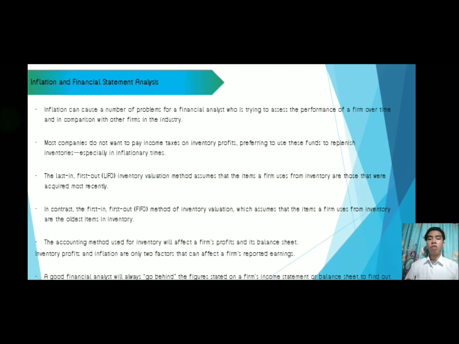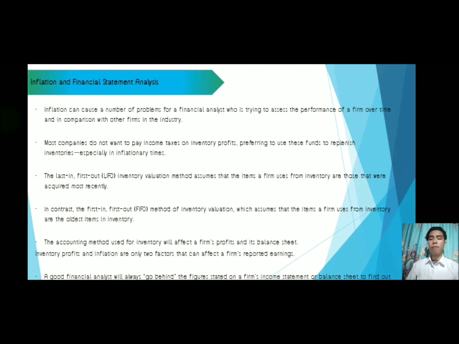The accounting method used for the inventory will affect a firm's profits and its balance sheet. Hence, any financial ratios that contain balance sheet inventory figures or net income will vary from one firm to another, depending on a firm's accounting treatment of the inventory.